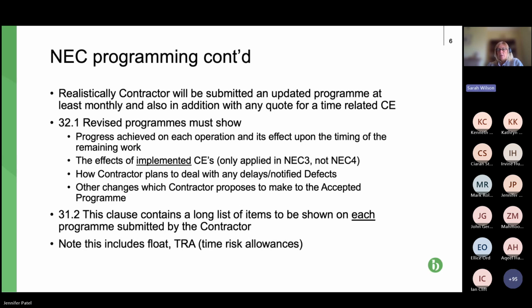Also needs to include float and time risk allowances. Just very roughly, my understanding is that the float is the bit at the end of the project, and that belongs to the contractor. The time risk allowances, or for the subcontractor, are the surplus time through the contract, and that belongs to the project. So next slide, please.